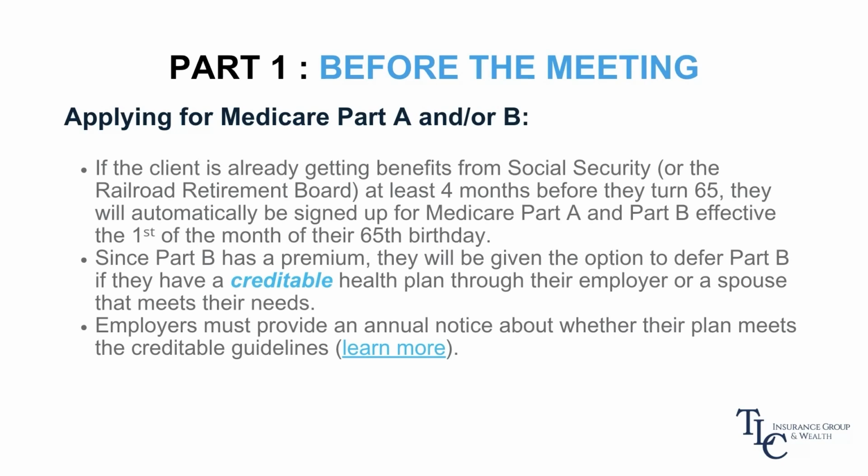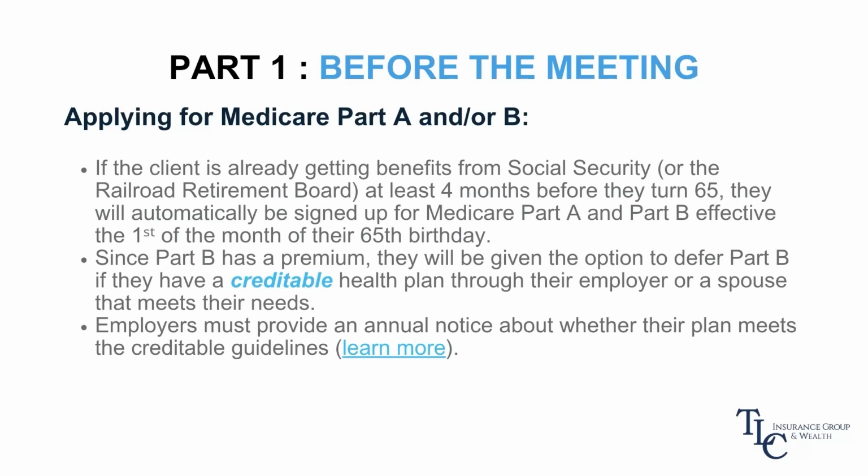So the last piece here, employers must provide an annual notice about whether their plans meet the creditable guidelines. If you're having a conversation with a client who's trying to decide between their employer health plan and a Medicare Part A and B enrollment with one of the plans that we can represent, yes, we want to do a plan comparison. We want to look at their employer offer, whether it's a retirement plan or they're going to continue to work into their mid-60s. How does that plan compare to what we can provide them through the Medicare pathways?